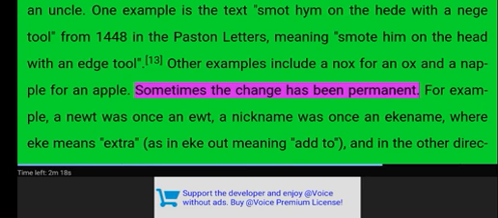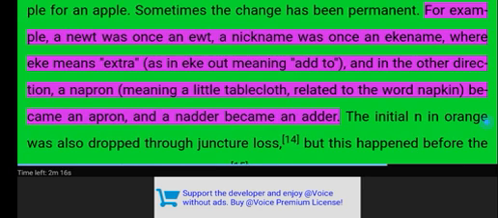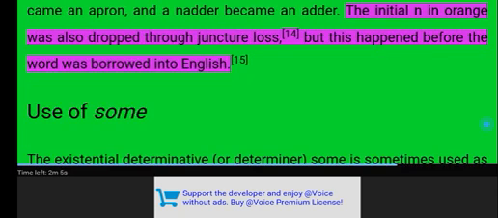Sometimes the change has been permanent. For example, a newt was once "an ewte," a nickname was once "an ekename," where eke means "extra," as in "eke out." And in the other direction, "a napperon," meaning a little tablecloth, related to the word napkin, became "an apron," and "a nadder" became "an adder." The initial n in orange was also dropped through juncture loss. 14. But this happened before the word was borrowed into English.